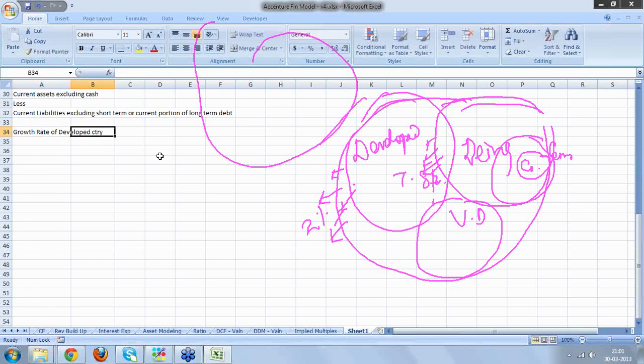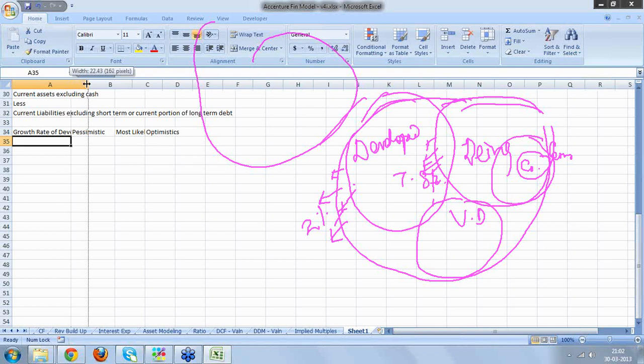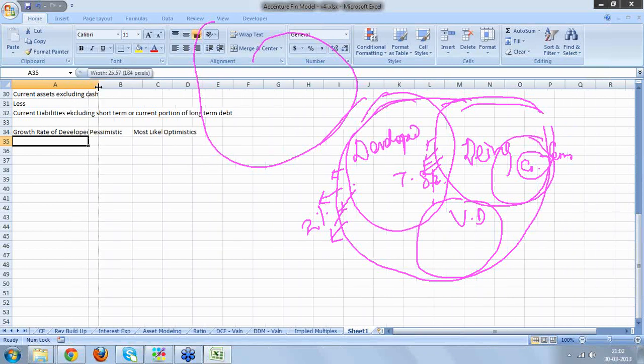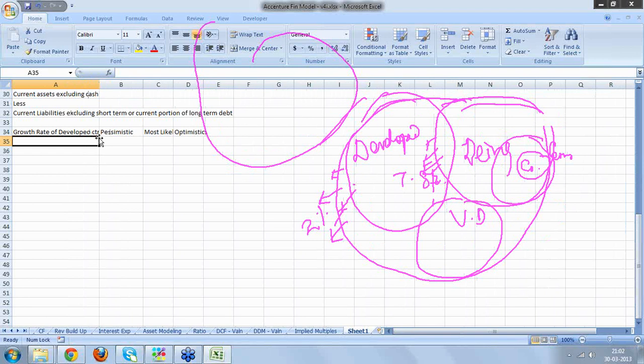So I say pessimistic, most likely, and optimistic. US, UK, European nations, Australia, Japan, all of them qualify to be developed countries. What is the rate at which they are growing as of now? The USA is struggling to get a growth rate of 1%. Japan is showing a degrowth. The UK is showing a growth rate which is a little better than 1%. Australia is showing a growth rate which is better than that.